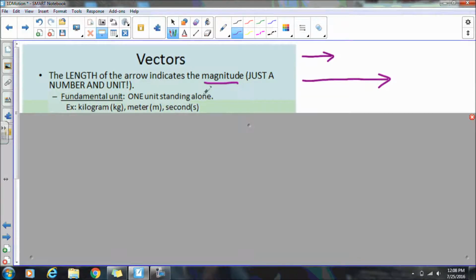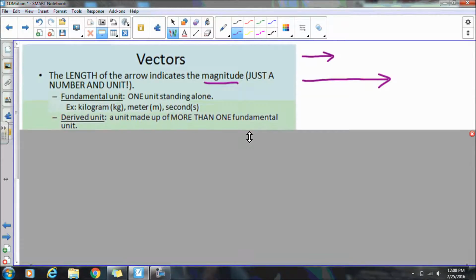So the first type of unit we need to talk about is a fundamental unit. Fundamental, by definition, just means the beginning, the principle, the initial. Fundamental, in this case, for units, means 1 unit. So if you see kilograms, that's 1 unit. Meters is 1 unit. Seconds is 1 unit. These are ones that stand alone. Fundamental units stand alone.